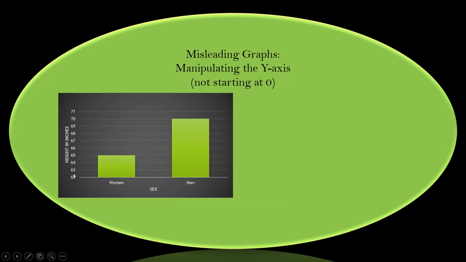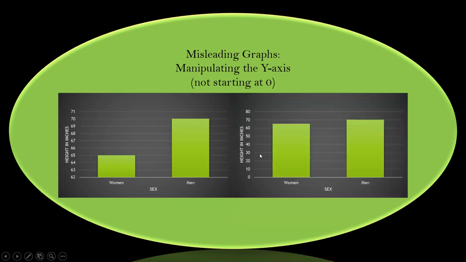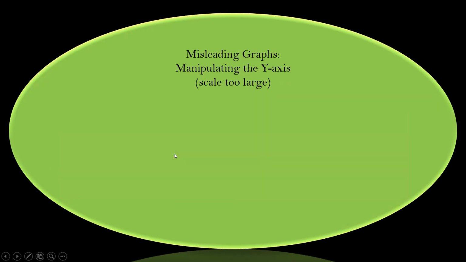So there are legitimate reasons not to start at 0, especially when small differences are important. But it's just important to keep in mind that it would look substantially different if we actually started at 0. So there's still a meaningful difference between the height of men and women on average, but this exaggerates that difference, in my opinion. So it's not a lie. There are legitimate reasons for doing this, but in this case, I don't think it would be a legitimate reason for doing this.